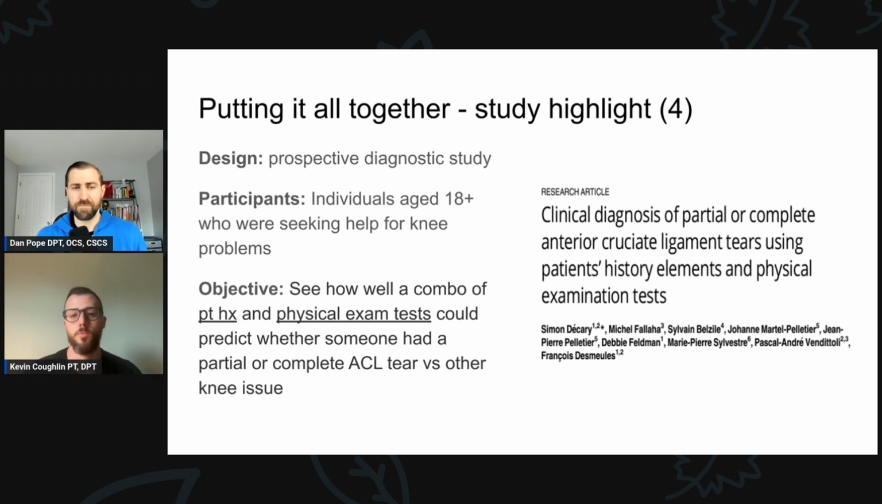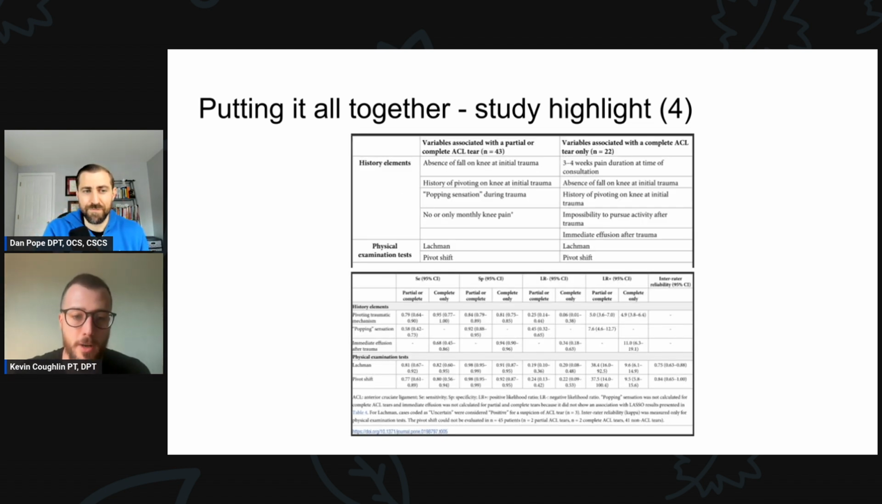The individuals were over 18 years old and they were seeking help for knee problems. And like I said, the objective was to combine patient history with the physical exam and see if they could predict who has an ACL tear versus another knee issue. So, okay, the table's a little bit small here, but I do think this is totally worth pulling up if you do have the video playing, or if you could check out the study, because this is more real world where we're combining all the information.